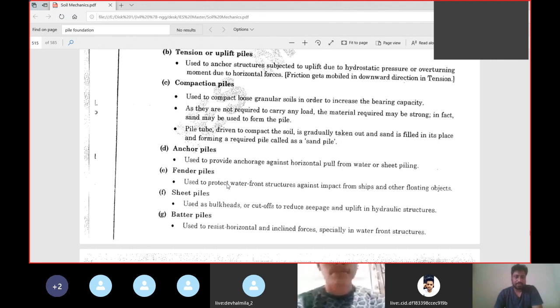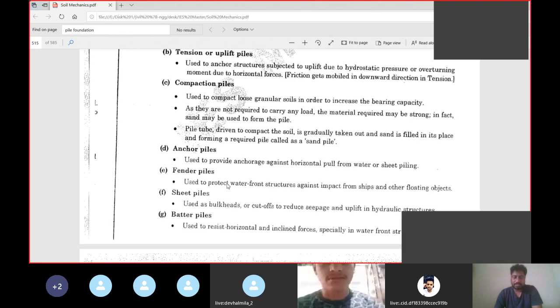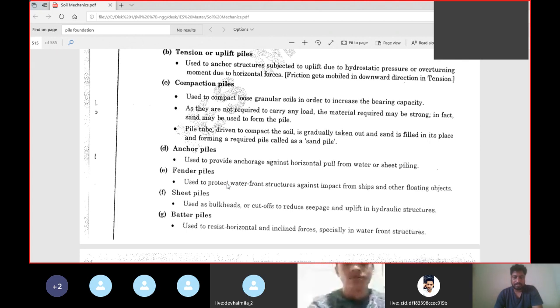Now, the pile tube driven to compact the soil is gradually taken out and sand is filled in its place, forming the required pile known as a sand pile, right? So in this case, what we are doing basically is putting a pile tube inside the ground mass, and in that pile tube we are filling it with sand, right? And that sand is basically compacting the nearby soil mass. So such type of pile is known as sand piles.